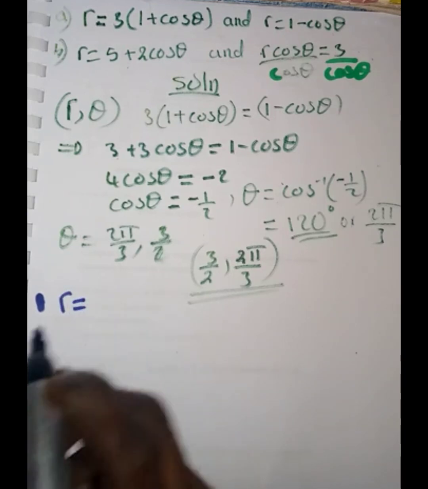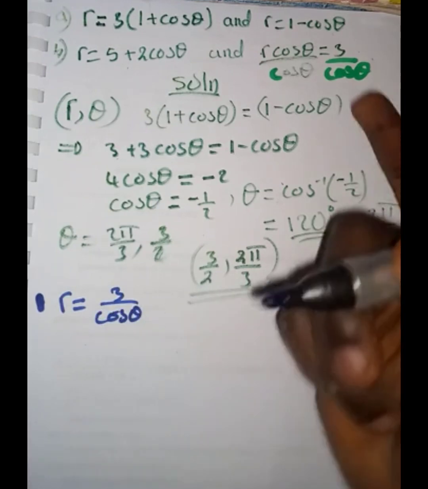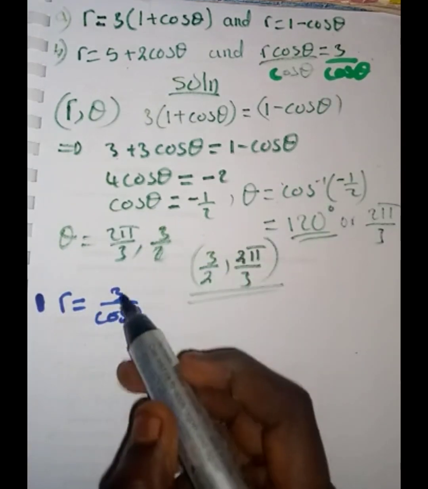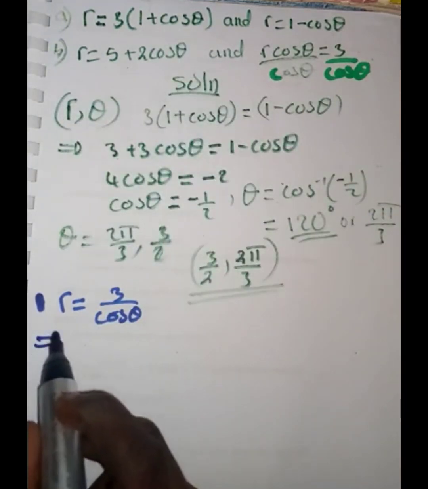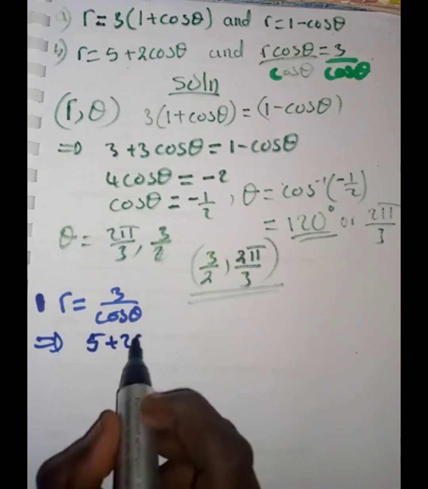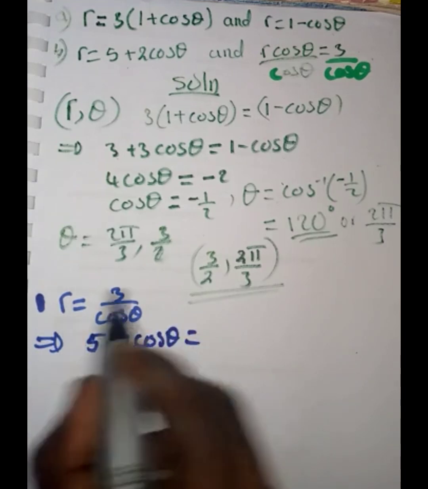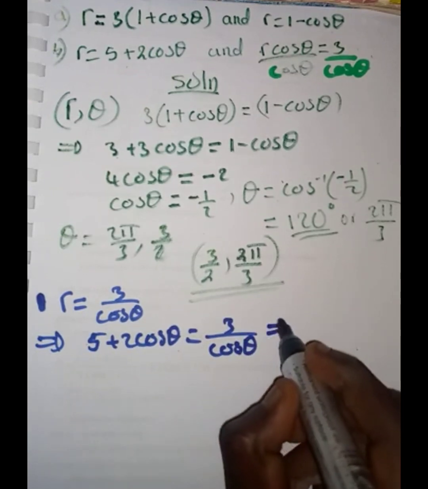We see that our r in this case is going to be 3 over cosine of theta right here. So we are going to simply equate this and this. That implies we equate these two. We are going to have 5 plus 2 cosine of theta equal to 3 on cos theta. Perfect. Let's simplify now.